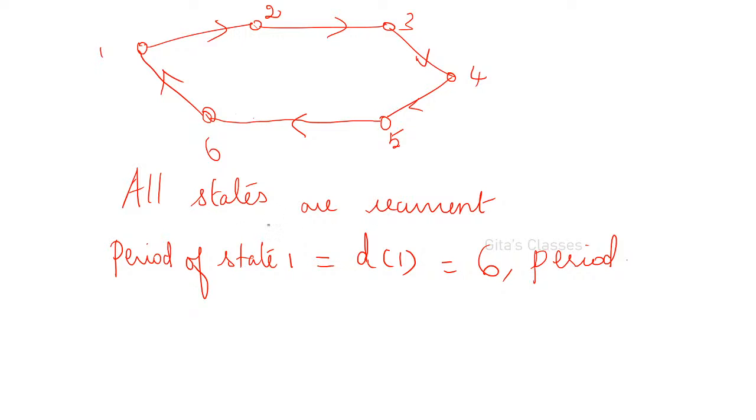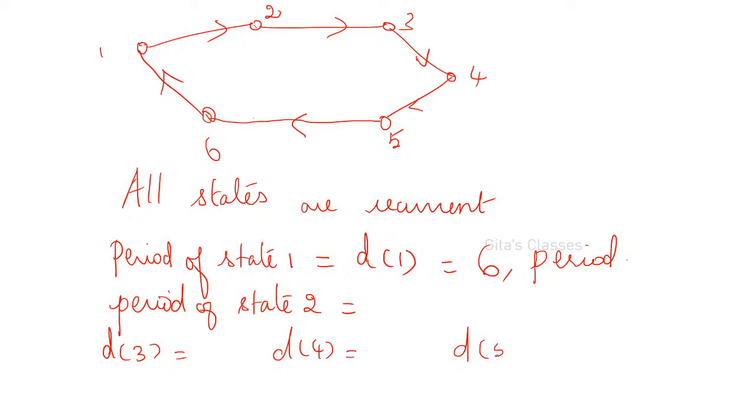So the period of state 1 is 6. What about the period of state 2? If you have understood now, try again. Post the answers; even if it is wrong, there is no problem, you need not worry about that. What about the period of 2? Period of 3? Period of 4? Period of 5?